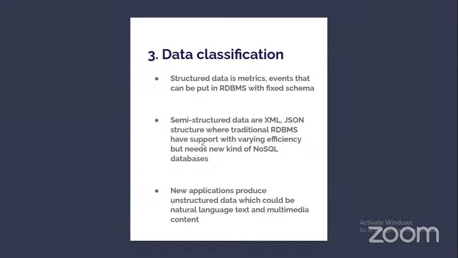And you also have a third type of classification of data, which is unstructured data. So new applications provide unstructured data, which could be natural language text and multimedia content, right? So images, text, comments, documents, all form examples of unstructured data, right? So we can clearly see, depending on the kind of problem that we're trying to solve, we can source the data from a structured format, unstructured format, or a semi-structured format.